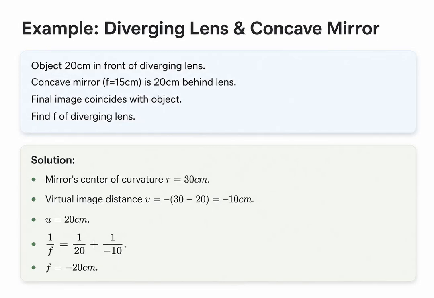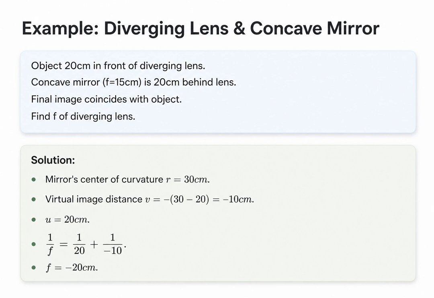Let's see this in practice. An object is 20 centimeters in front of a diverging lens, and a concave mirror with a 15 centimeter focal length is 20 centimeters behind the lens. The mirror's center of curvature is at 30 centimeters. Since the mirror is 20 centimeters from the lens, the virtual image is 10 centimeters behind the lens, so v is negative 10. Using the lens formula with u as 20 gives a focal length of negative 20 centimeters for the diverging lens.